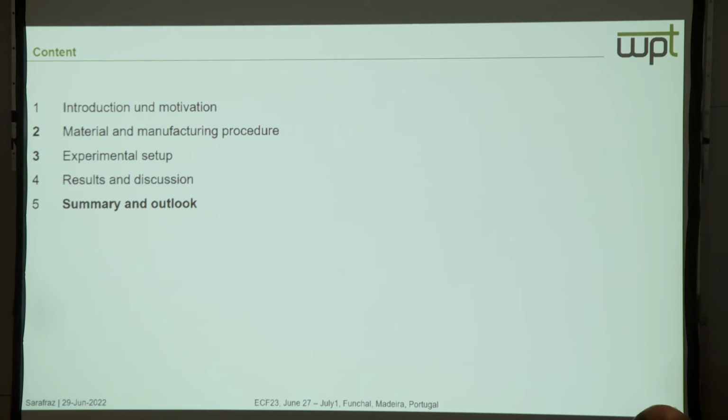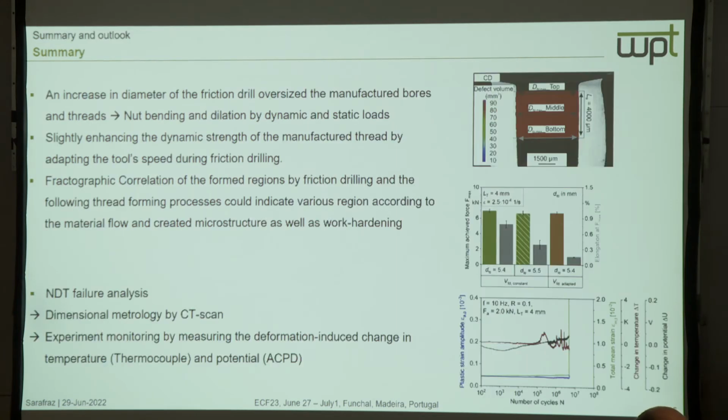Lastly, summary and outlook. As I explained, we observed that an increase in friction diameter can decrease our static and dynamic properties. The opposite behavior between adapted and constant speed was observed in the tensile test and dynamic test, and a proper correlation of the NDT methods with each other was observed.